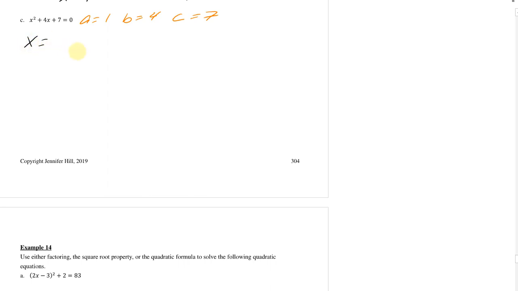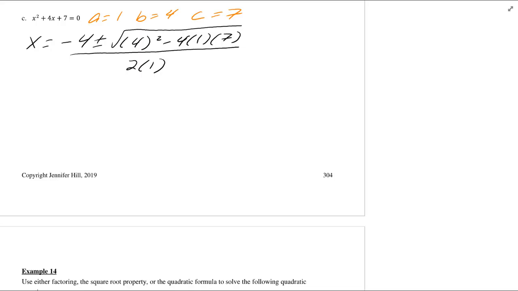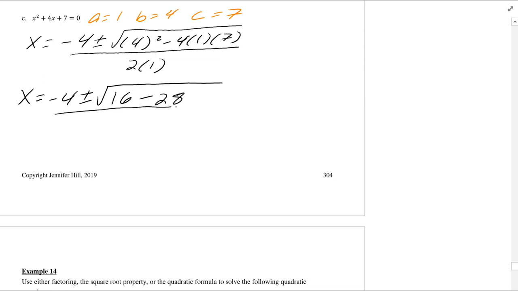So in this case, my answers will be x equals negative 4 plus or minus the square root of 4 squared minus 4 times 1 times 7, all of this divided by 2 times 1. Let's continue to work this out. So if I continue on with this, I have negative 4 plus or minus the square root of, so this is 16 minus 28, all of that divided by 2. And so then this is negative 4 plus or minus the square root of negative 12, all of that divided by 2.